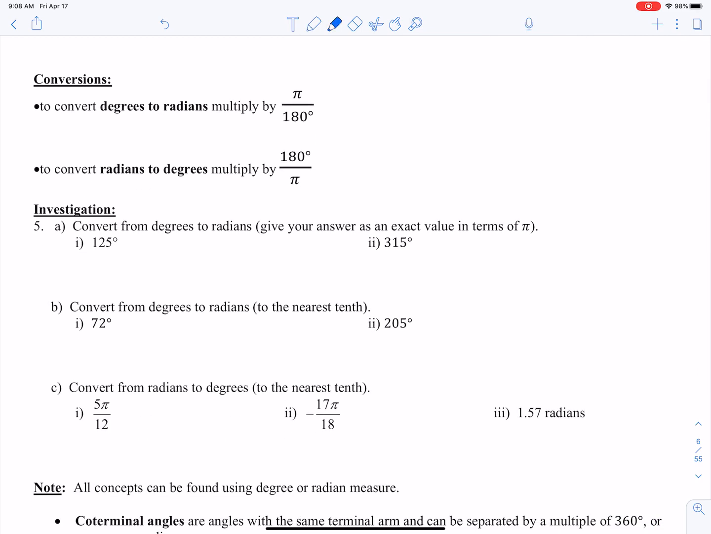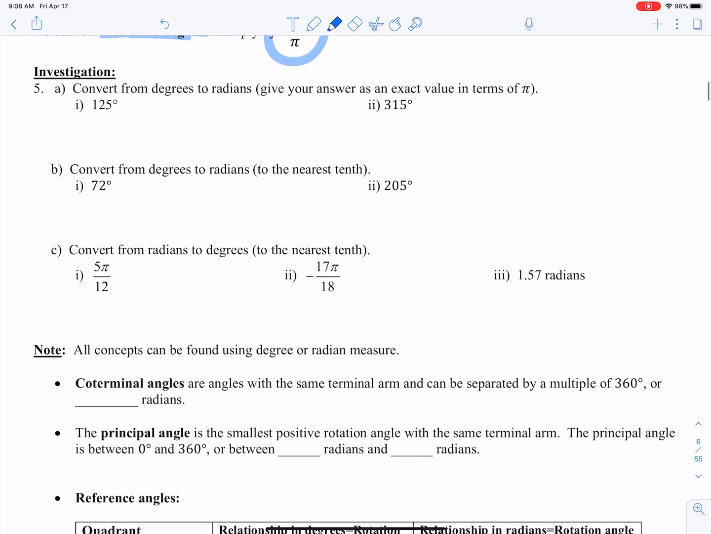Now, you're going to be expected to be able to convert from degrees to radians and from radians to degrees. And you kind of just have to know this because these two formulas are not on your formula sheet. So let's take a look at a couple examples of how to do this.